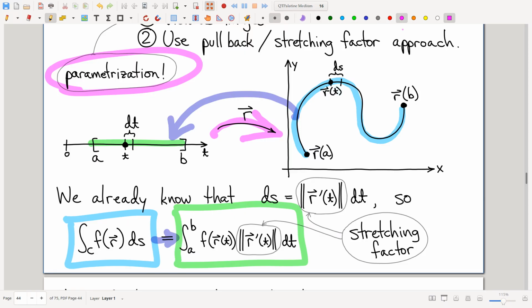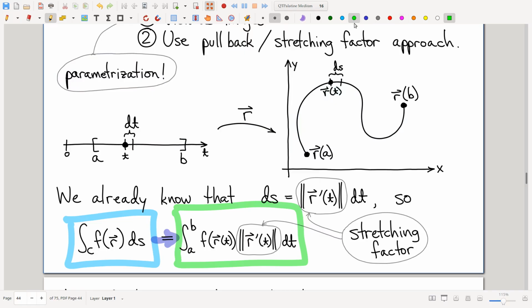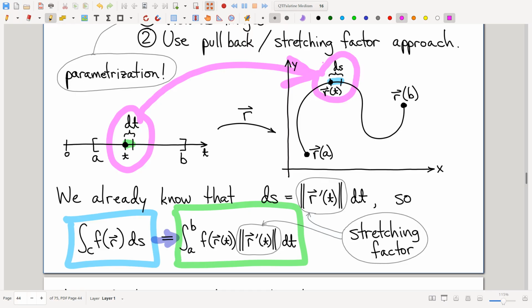How much does a little piece of the t-axis, if I have a little piece of the t-axis and its image is a little piece of our curve, and if I want to know by what factor that gets stretched out to make that, just to remind ourselves, a pretty convenient way to think about parameterizations, or parametric curves anyway, is that the parameter is time.